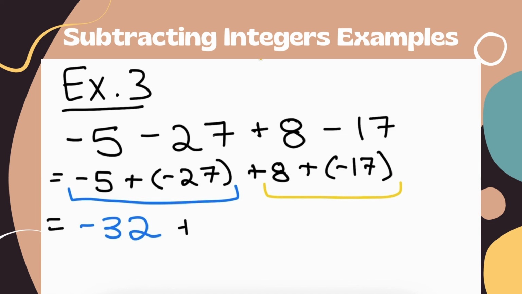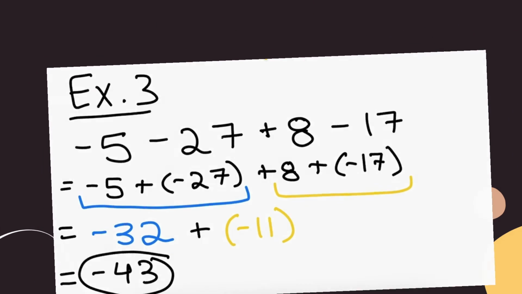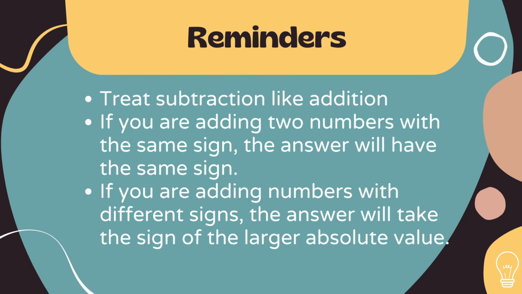plus, and we have 8 plus negative 17, I know my answer is going to be negative because the 17 is greater than 8. And so we'll take the sign of the larger absolute value. So I'm thinking, okay, 8 plus negative 17, I could just do 17 minus 8, get that 11, and then put the negative in front like I'm supposed to. And finally, we have negative 32 plus negative 11. Same sign means negative answer, and that adds up to negative 43.